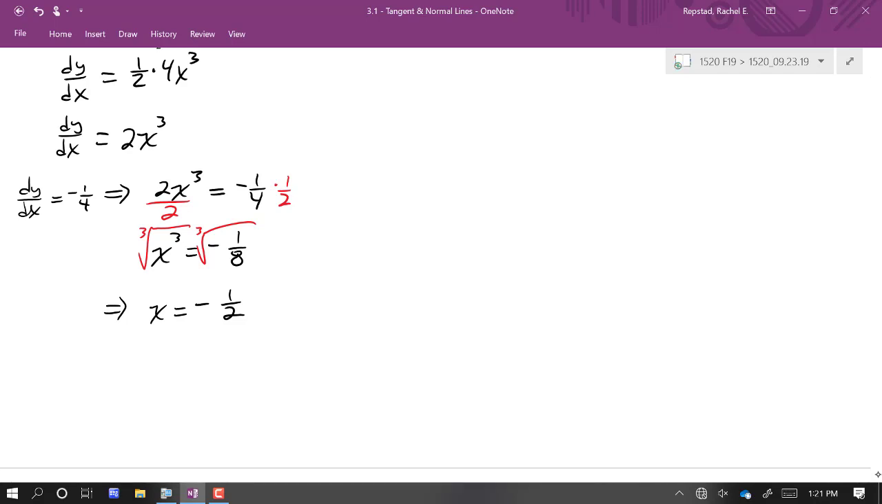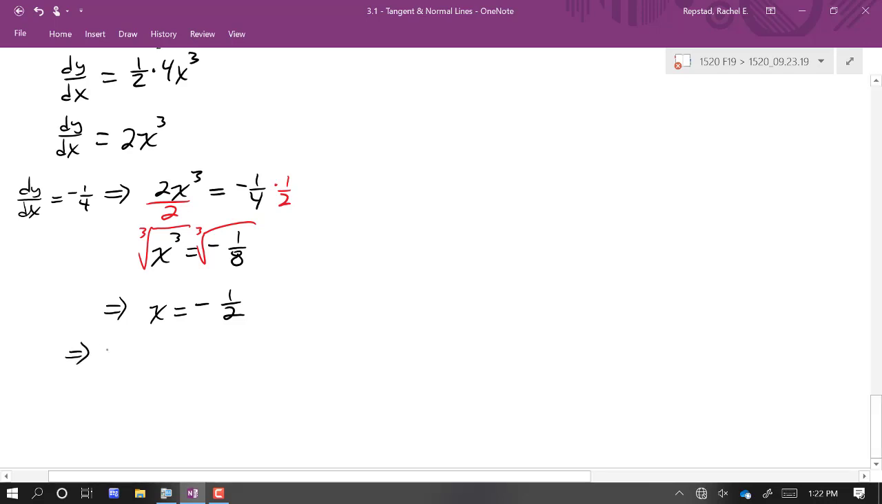How do I get the y coordinate? Which equation? The original one. Yeah, so that's a really important distinction here. We need a y coordinate, not a y prime coordinate or dy dx coordinate. So we need to make sure that if what we want is a y coordinate, we plug it into the y equation.